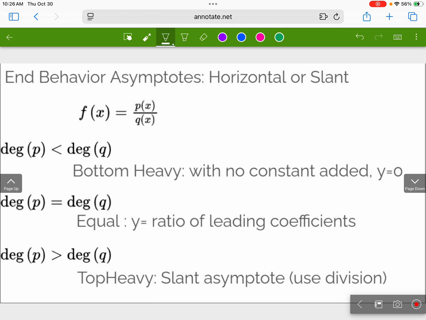When we're looking at exactly equal, so x squared over x squared, they both have degree 2. What we'll do is we'll take the ratio of our leading coefficients, like how we did our ratio of our constants. So if I had x squared over 2x squared, leading coefficient of 1, leading coefficient of 2, 1/2 would be where our asymptote is. Ratio of the leading coefficients. And again, we're going to practice it.